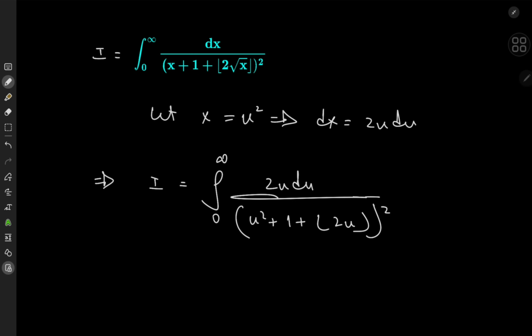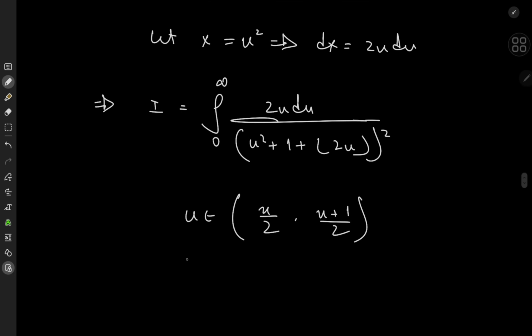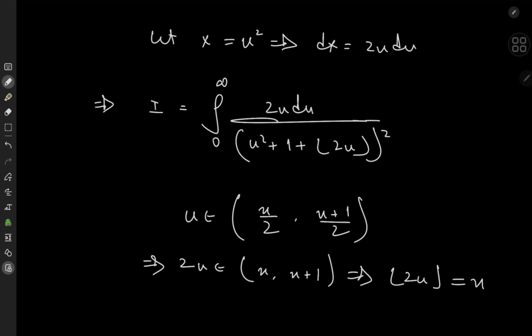Now, how to deal with this floor function? Well, the output is going to be an integer. More specifically, for u belonging to the interval between n over 2 and n plus 1 over 2, we have 2u belonging to the interval from n to n plus 1, which implies that floor of 2u would equal n.